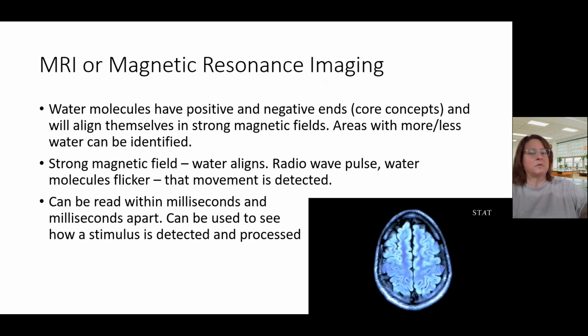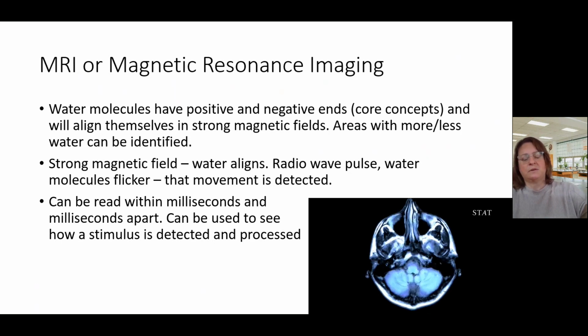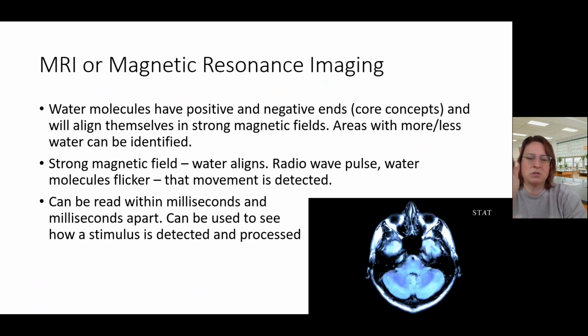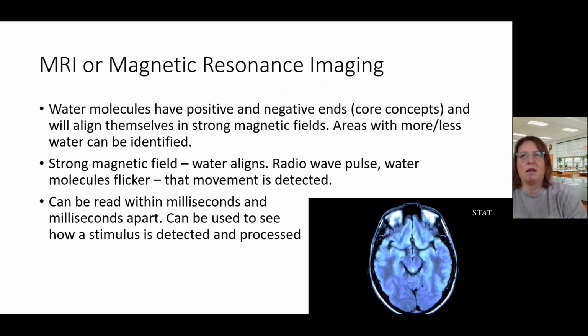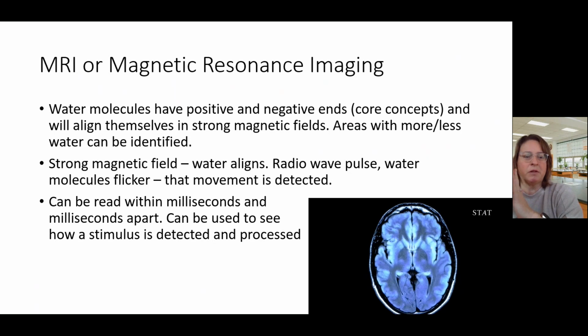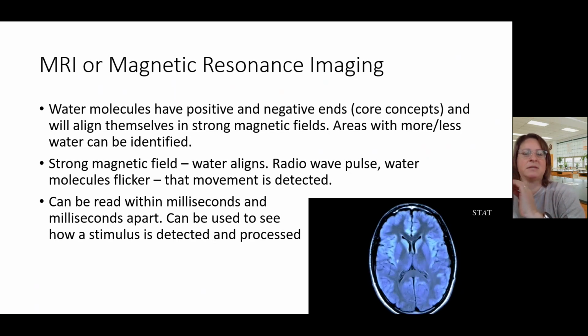Electricity and magnetism are not that far off each other. The physics students amongst you will know more about that. In a strong magnetic field, your water particles align. They align themselves according to the magnetic field due to their electric charges. If you then bother them a little bit, give them a little radio wave pulse, they will start to wiggle and flicker for that little while. That movement can be detected.